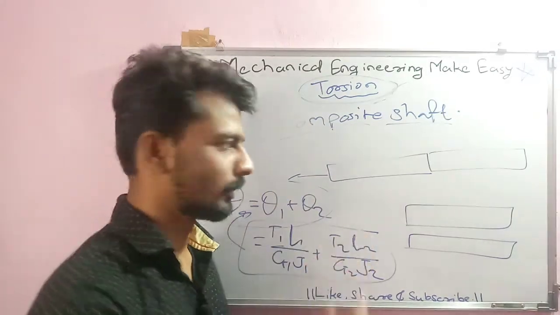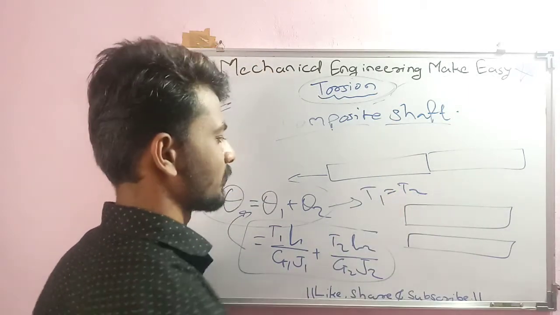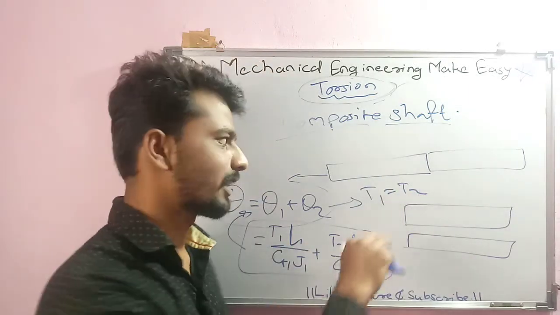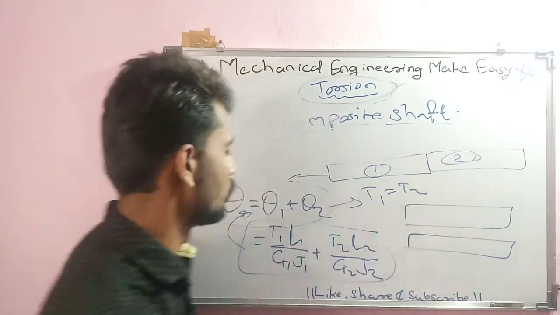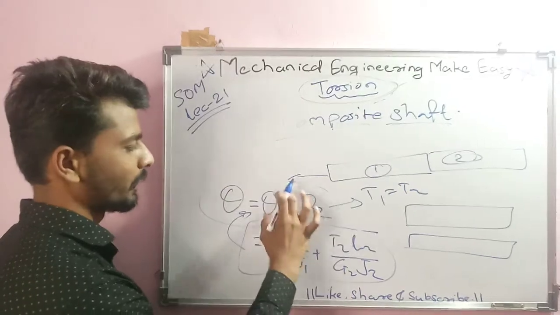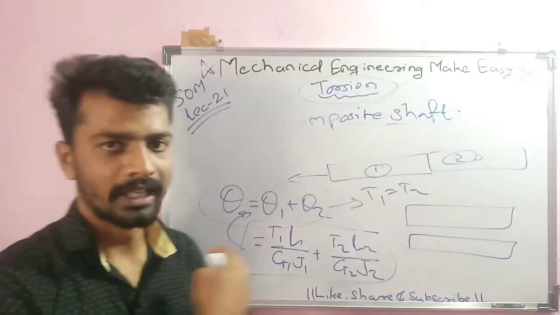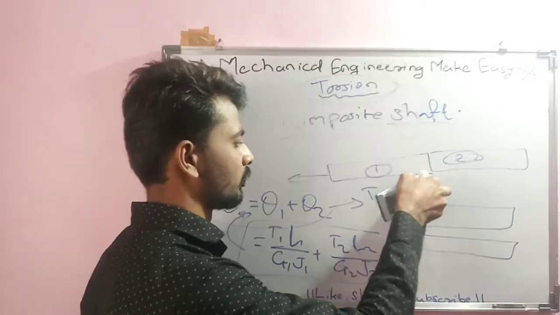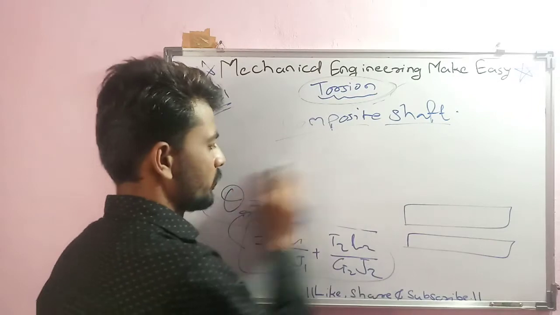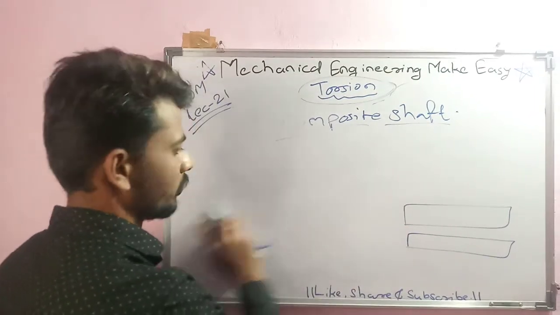And torque T1 equals T2, because we are supplying only one torque, and that is supplied to shaft 1 and shaft 2 also. So just note down: theta equals theta 1 plus theta 2, T1 equals T2, and this formula. Then we will move towards the next, which is shafts in parallel. I wanted to remove this so that I can write the formula for parallel.